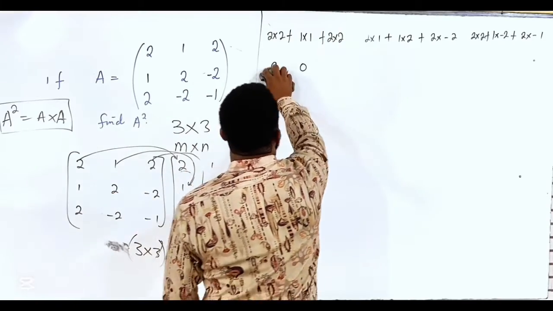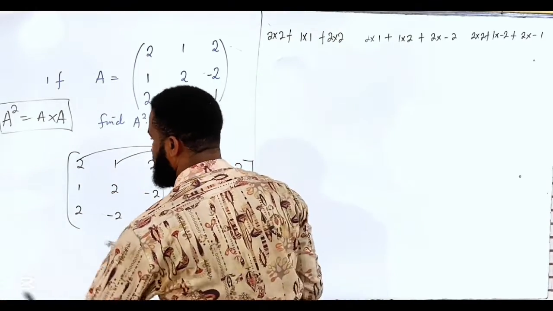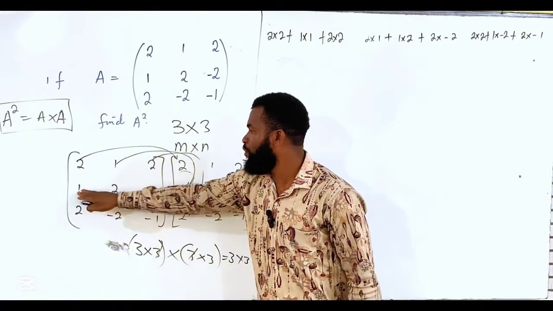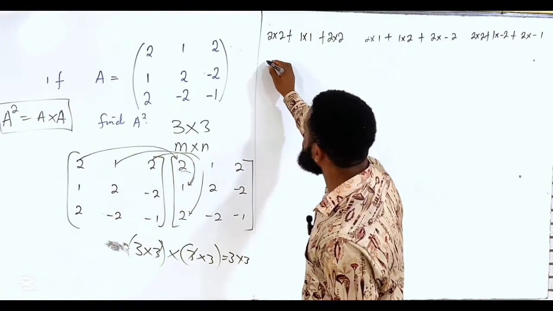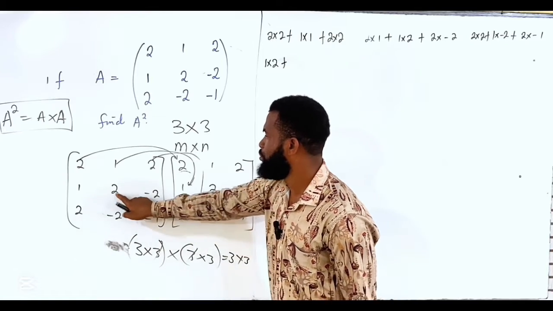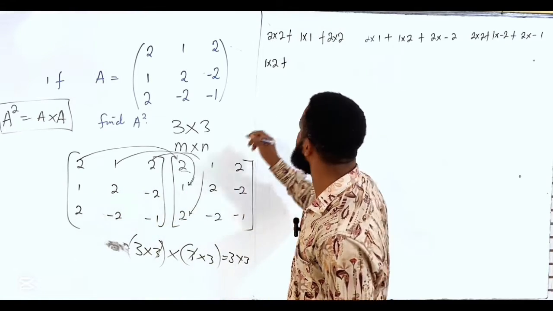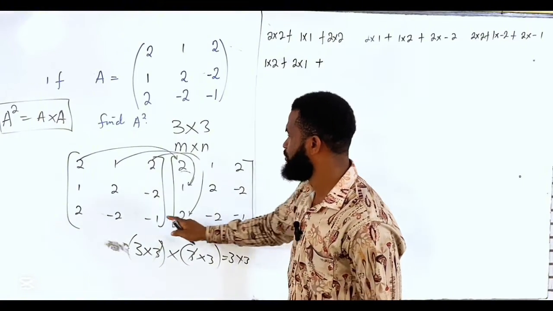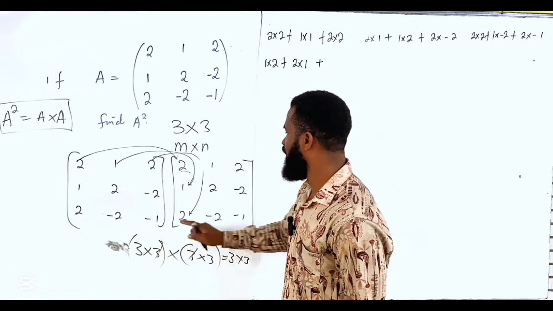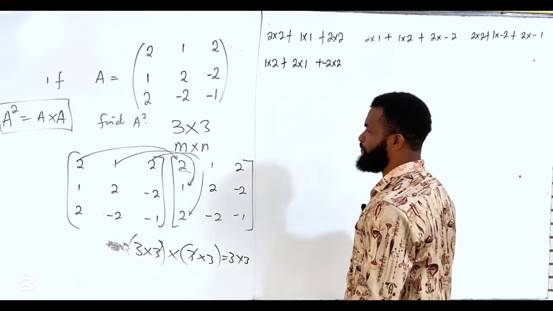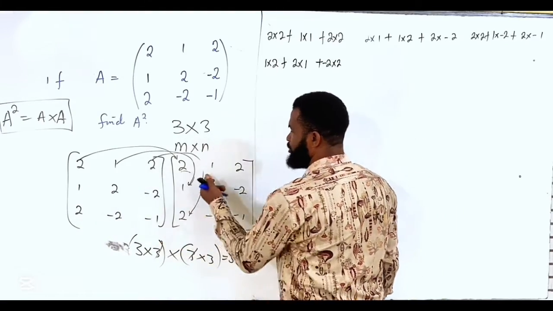Let me open everything before we do that last one. Let's keep going to the next one. I am going with this again. 1 times 2 plus 2 times 1 plus minus 2 times 2. I am done with the first. Then this is entering here.